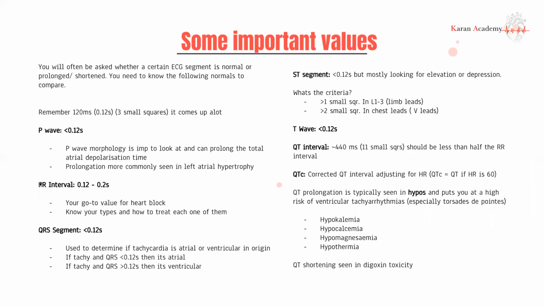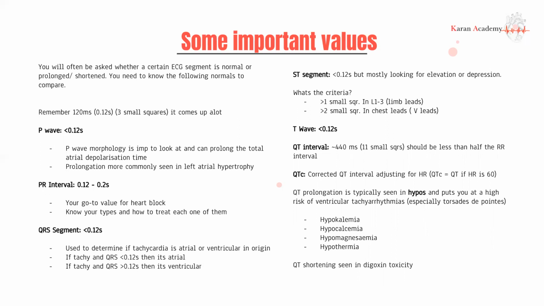Okay, now some important points. While you interpret ECGs, you may be asked about some segments, which may be too short or too long, and you can't really say, oh, it looks long to me. You need to know some specific values. One value I'd recommend remembering is 120 milliseconds or 0.12 seconds, which is also 3 small squares. This comes up a lot. A normal P-wave should be less than 0.12 seconds. P-wave morphology is also really important, and we'll look at the P-wave specifically in a bit.